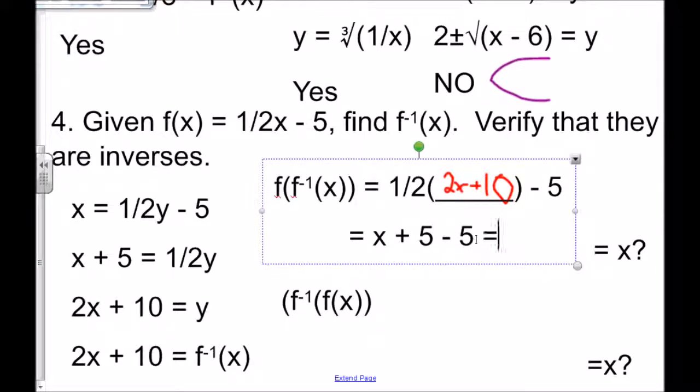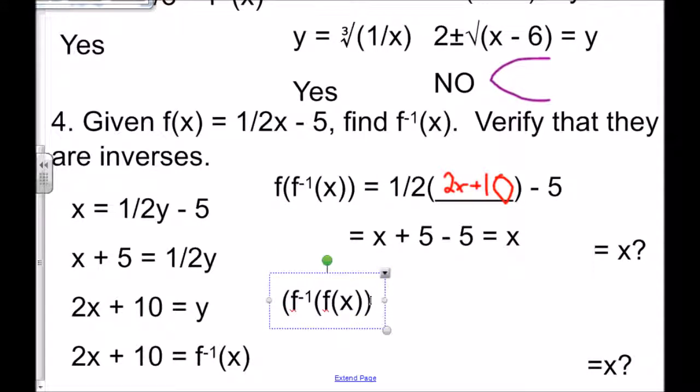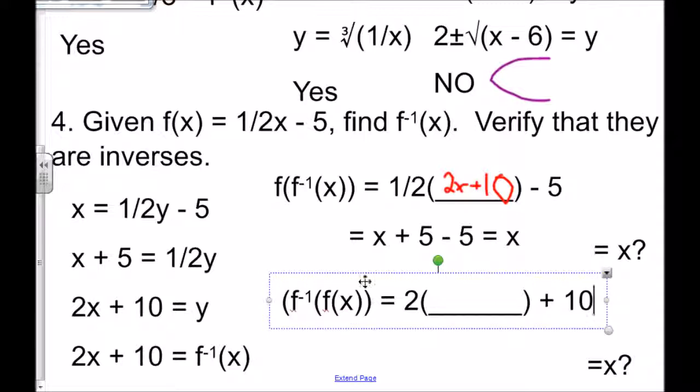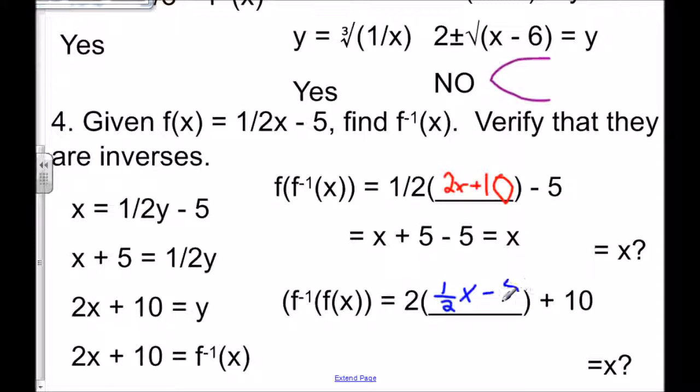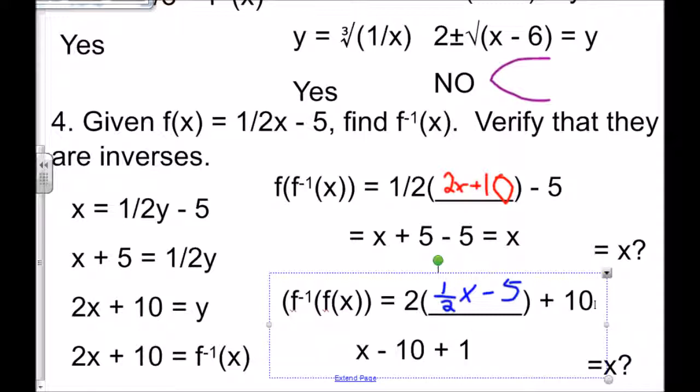Remember, you got to check it both ways, though. So now our outside function is the f inverse. So it's 2, great big blank, plus 10. And our inside function now is the f, 1/2 x minus 5. Minus 5? Yes, minus 5. So that means, well, 2 times 1/2 is 1, so 1x minus 2 times 5 is 10. X minus 10 plus 10, those add up to 0, it equals x.